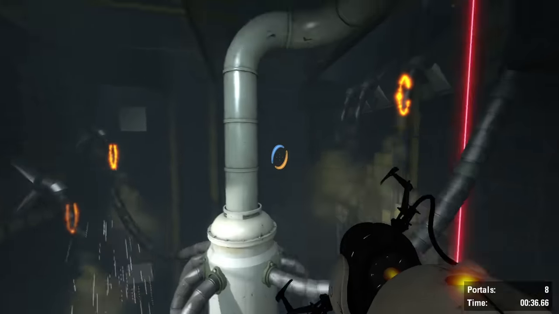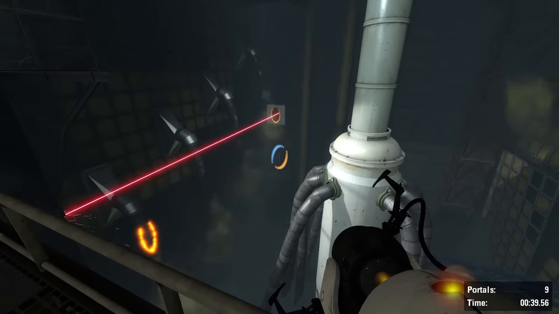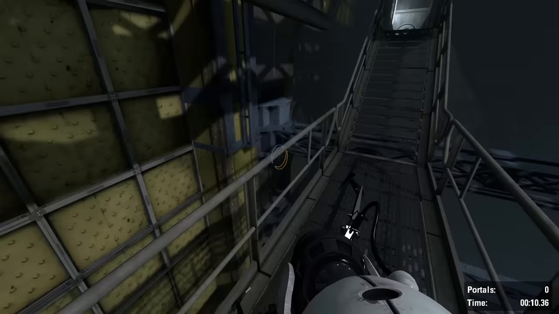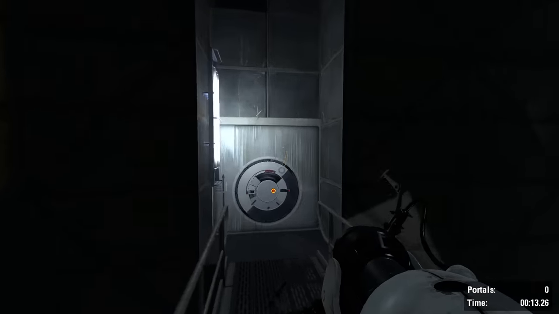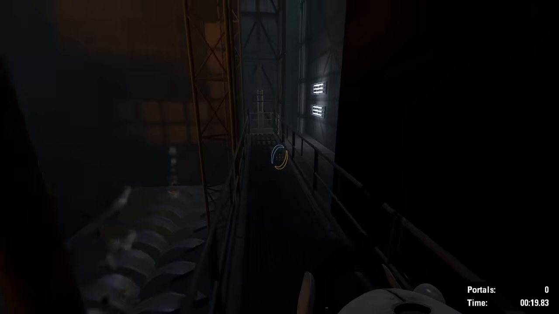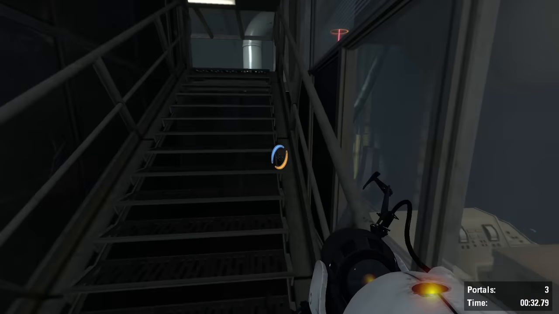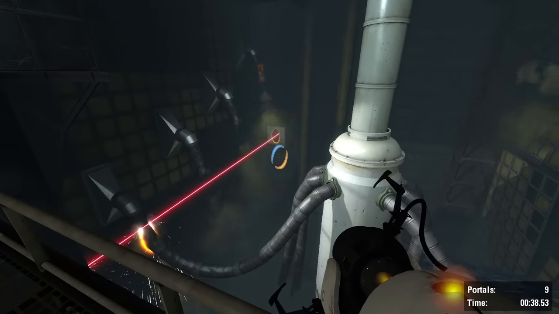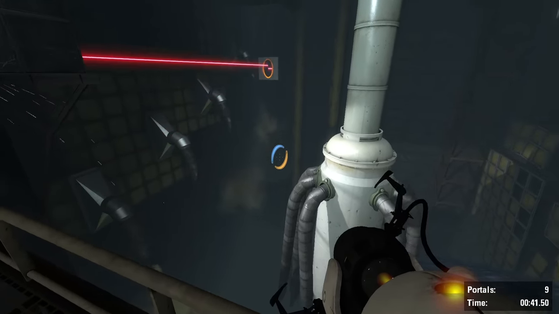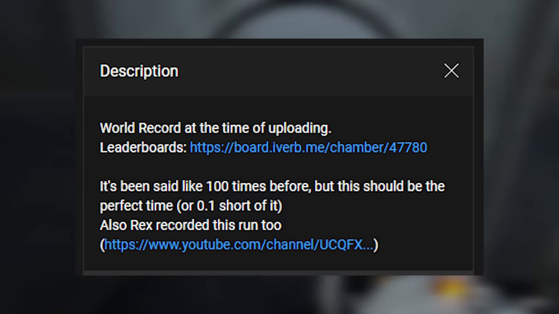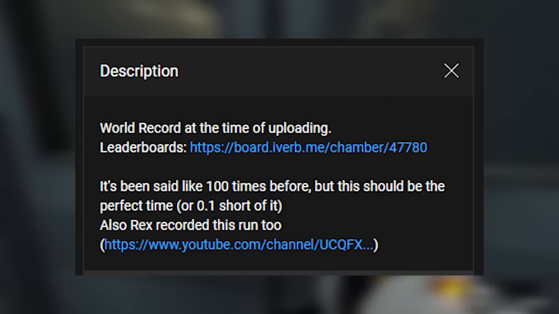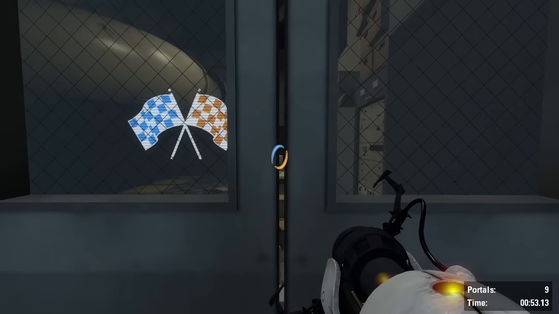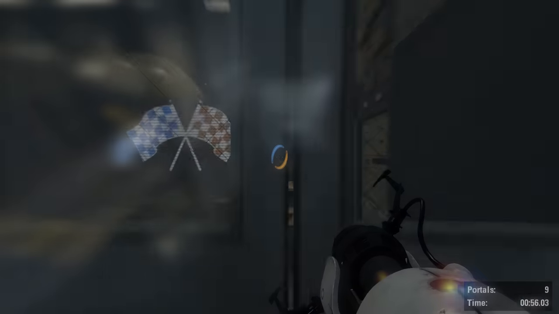By the slimmest of margins, Zaipe was able to cut the second tube on the left and finished out a 59.63 world record run. This run featured essentially flawless movement and execution, quite literally human gameplay that matched that of a robot. This sub-1 minute time was the end-all, be-all time for Neurotoxin Sabotage. I'd be so inclined to even call it perfect. Zaipe put in the description of his run that, "It's been said like 100 times before, but this should be the perfect time, or 0.1 short of it." And in some ironic way, he was right. This run was actually 0.1 seconds short of true perfection.